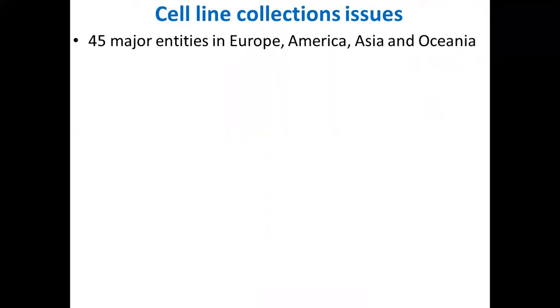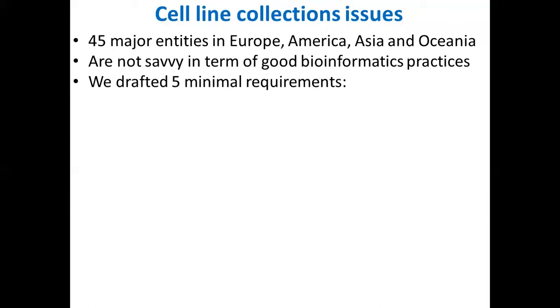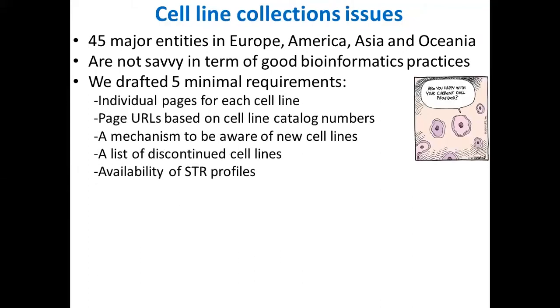There are about 45 major entities all over the world which are selling cell lines, and most of them are not savvy in terms of good bioinformatic practice. So, already 2 years ago, I drafted a number of minimal requirements that would seem to be very, very basic and obvious, but that at least each catalog should have an individual page for each cell line, because believe it or not, some catalogs just have a list of cell lines on a single page and nowhere to get to a full page of information on a given cell line.